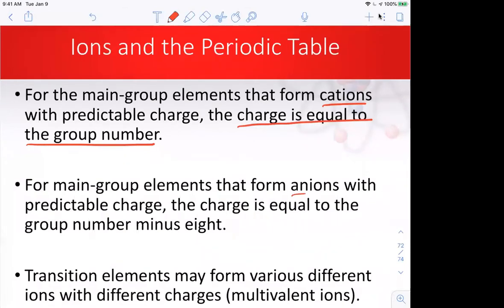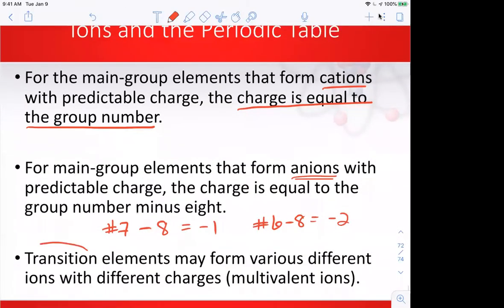If I form anions, the charge is equal to the group number minus 8. So if I'm in group number 7 and I take away 8, I have a -1 charge. If I'm in group number 6 and I take away 8, I have a -2 charge. Transition metals, they form various different charges. They're called multivalent. They are not predictable. I cannot predict the ion that forms from transition metals.